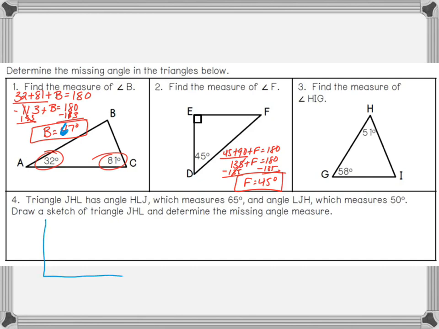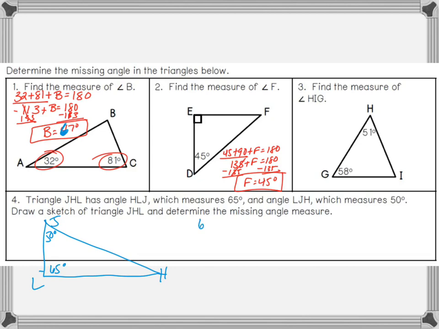Let's look at question number 4. We're going to draw triangle JHL. It doesn't matter what it looks like, and it doesn't matter what type of triangle it is. We're just sketching a triangle. Angle HLJ, which would be this one, is going to measure 65 degrees. And angle LJH is going to measure 50 degrees. We need to figure out what angle H is.